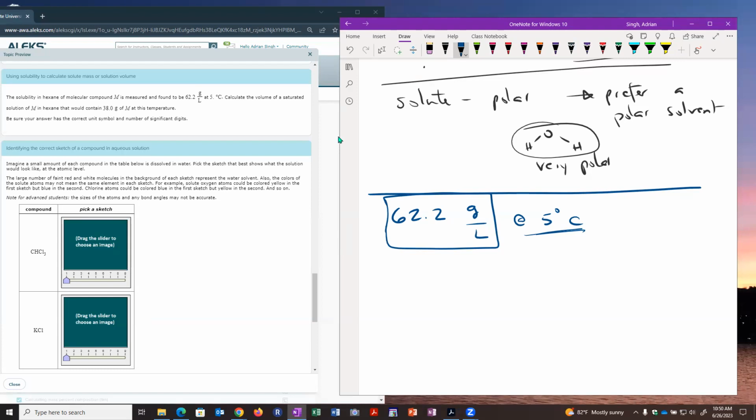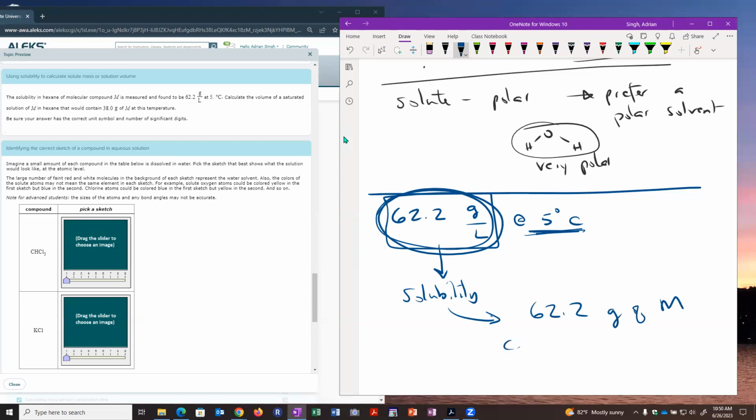So the temperature is the same. We usually define it for solubility because solubility is temperature dependent. So the important thing here is this, right? What is that actually telling you? This is the solubility. And in this case, how you interpret that is important. So it's saying that 62.2 grams of M can dissolve, that's a maximum, that can dissolve in 1 liter of, what's the solvent here? Of hexane.